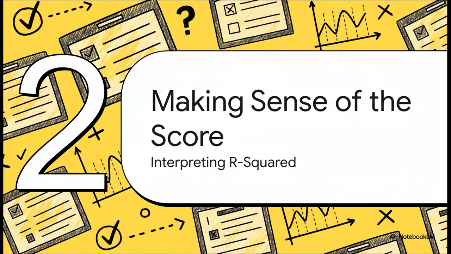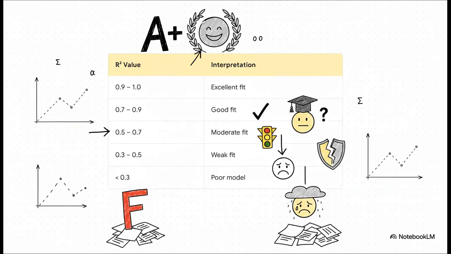Okay, so we have a score, but what does a 0.7, or I don't know, a 0.3, actually mean? Let's break down how to interpret these grades. Here's a super handy cheat sheet. Generally, you can think of anything above a 0.7 as getting a pretty good grade, like an A or a B. Once you dip below 0.5, you're kind of getting into C or D territory, and below 0.3, yeah, your model's probably failing the class.